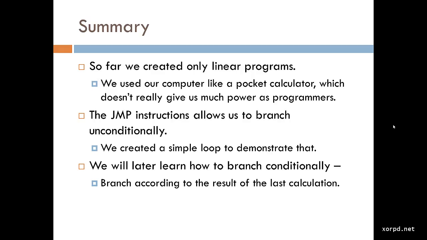So let's summarize. So far we created only linear programs. We used our computer like a pocket calculator, which doesn't really give us much power as programmers, at least not as we would like to. The JMP instruction allows us to branch unconditionally. We created a simple loop to demonstrate it. We will later learn how to branch conditionally, according to the result of the last calculation.